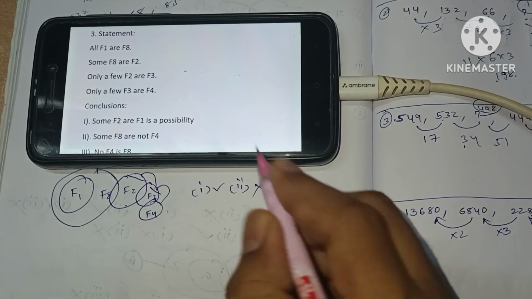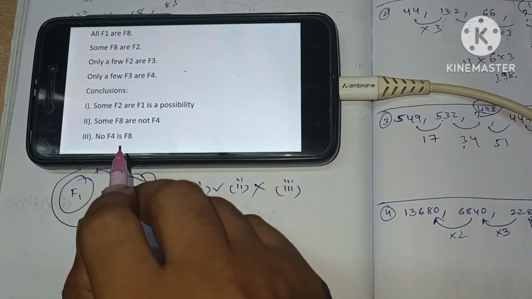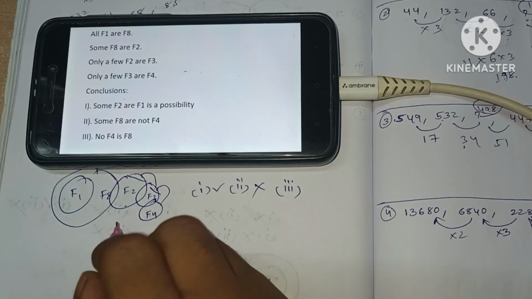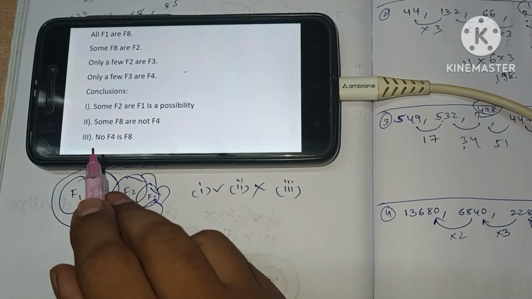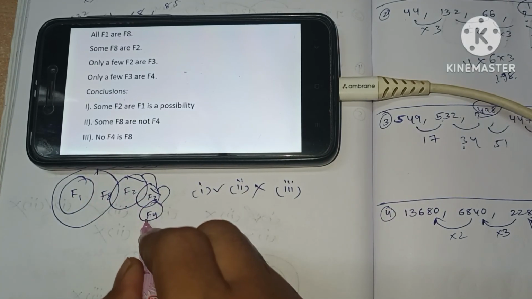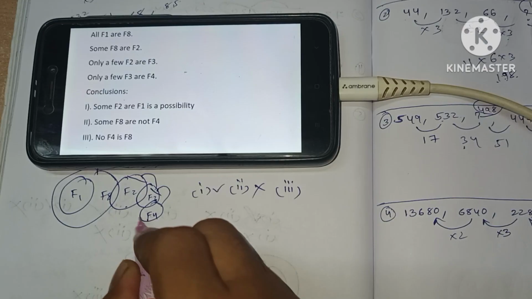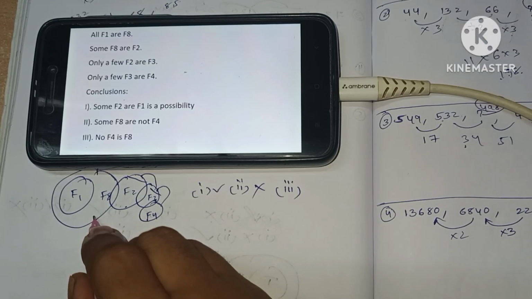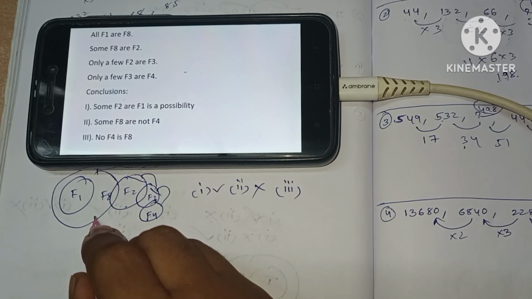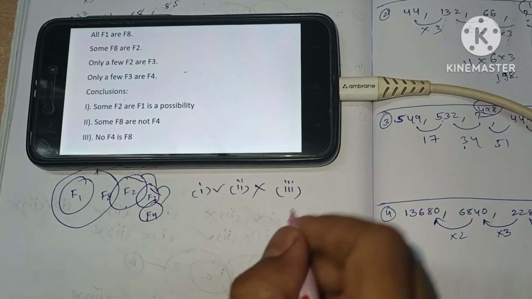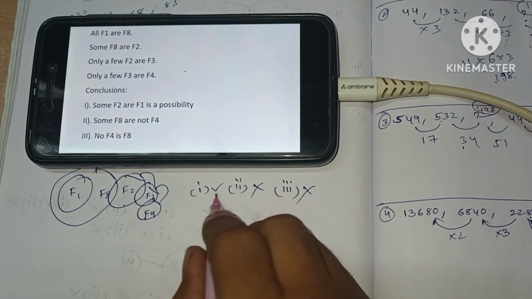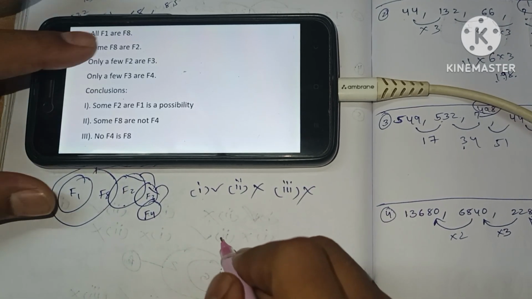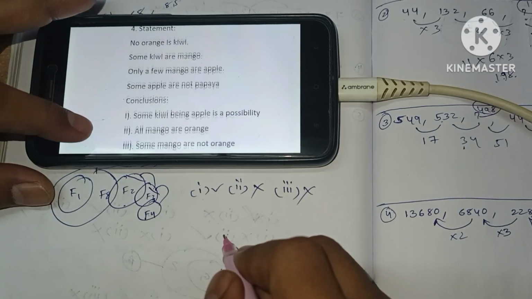Third conclusion. No F4 is F8. We take some F4 can be F8. Some part of F4 can be possible to share with F8, as it is possible. Some case possible means no case fails. So only one is true. Now we are going to see question number 4.